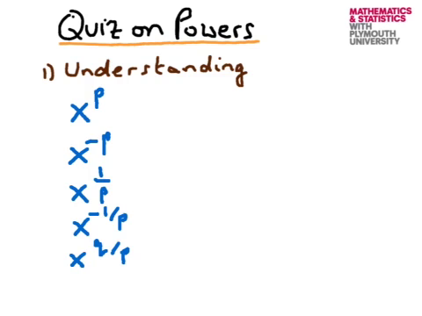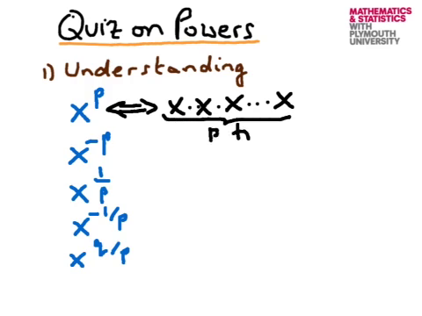Okay, welcome back. So the first question, what does x to the p mean? It means x multiplied by itself, so x multiplied by x, multiplied by x, multiplied by x, p times. The next question, x to the minus p, means 1 divided by x to the p. So in other words, it means 1 divided by x, p times.